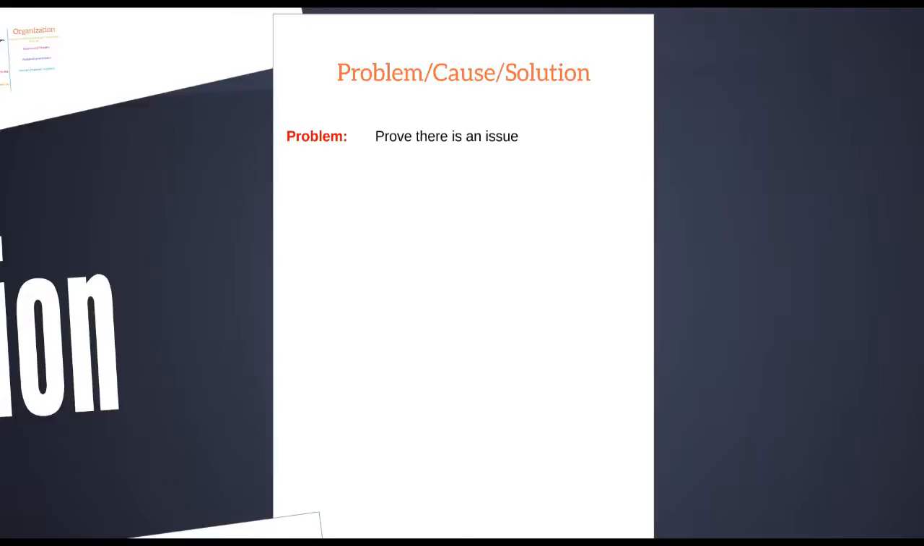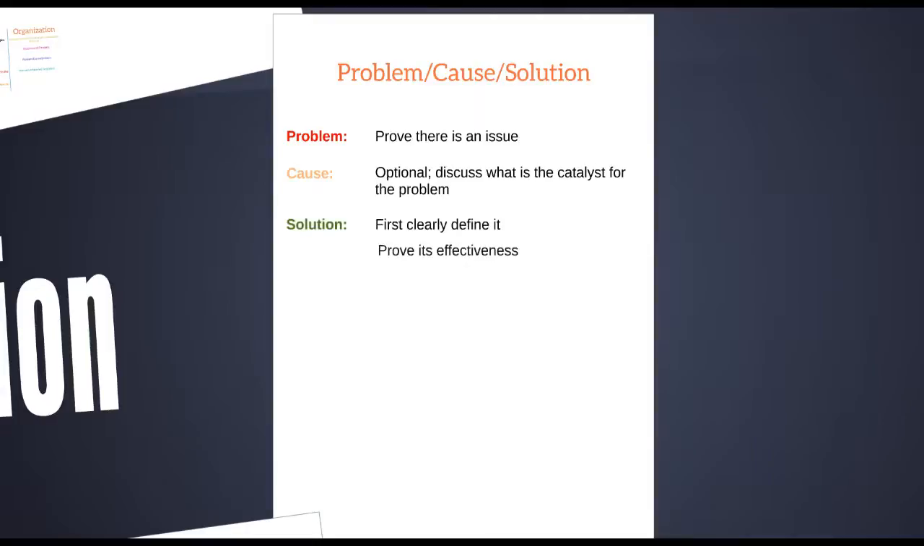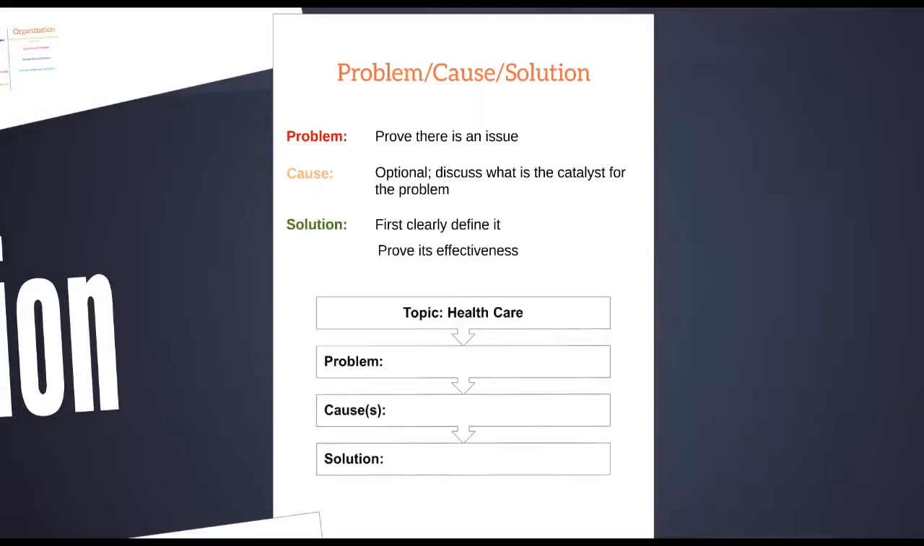So you prove that it's an issue. Give information to prove that. The cause, like I said, is optional, but discuss why it's happening, what's going on. And then the solution is to clearly define it and prove its effectiveness. So let me give you an example.